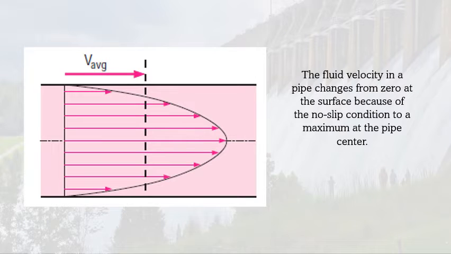The fluid velocity in a pipe changes from zero at the surface because of the no-slip condition to a maximum at the pipe center. In fluid flow, it is convenient to work with an average velocity, denoted by V average in this presentation, which remains constant in incompressible flow when the cross-sectional area of the pipe is constant.